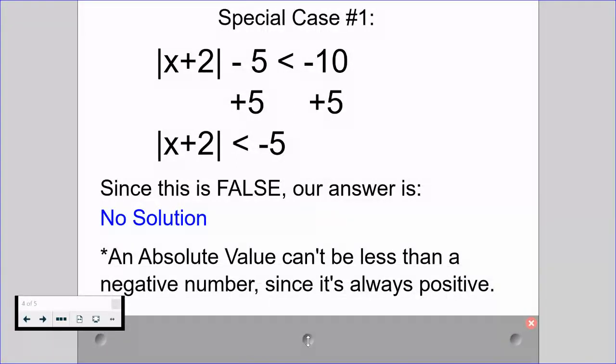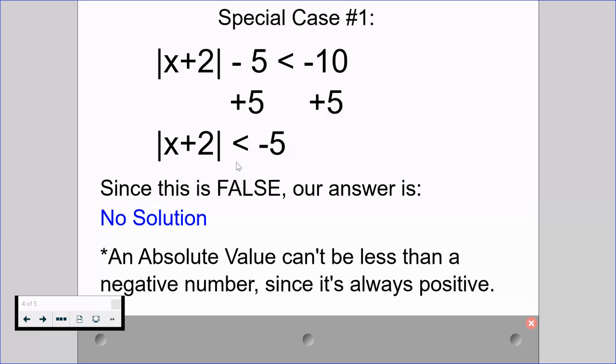So we're going to have no solution, since an absolute value can't be less than a negative number. It always is positive. It doesn't matter what the number currently inside the absolute value is, the result of an absolute value is always going to be positive. So since we have a positive less than a negative, that doesn't make any sense. It can't exist, which is why we get no solution.